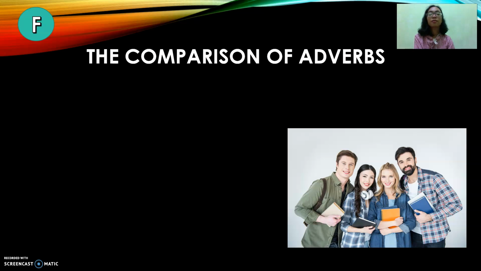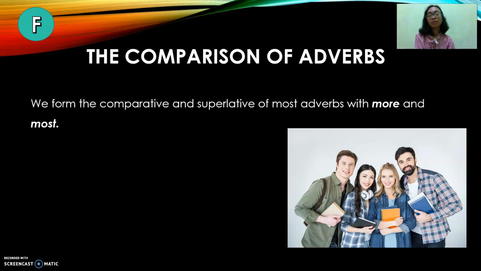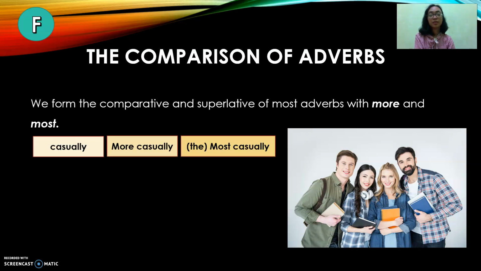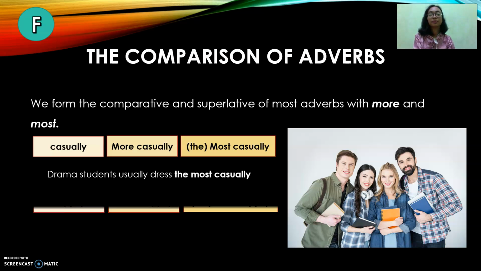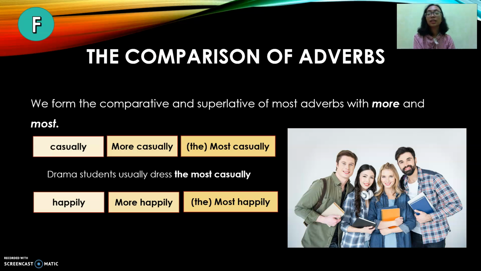The comparison of adverbs. We form the comparative and superlative of most adverbs with more and most. For the example, casually, more casually, the most casually. For the sentence, drama students usually dress the most casually. Happily, more happily, the most happily. For the example of the sentence, she smiled more happily when she knew the fact.